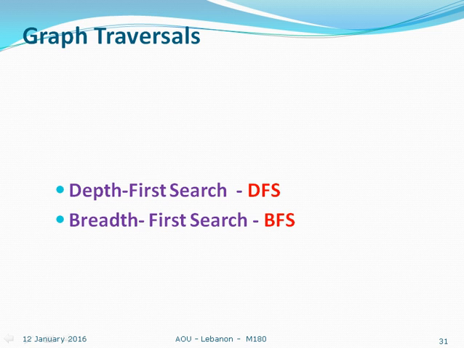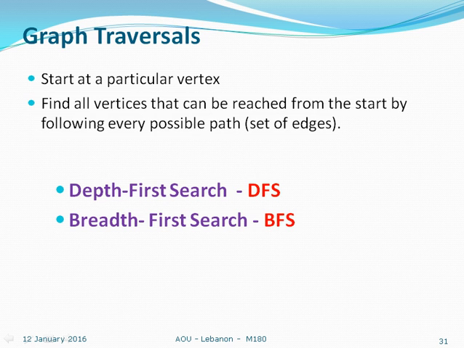It has graph traversal. Graph traversal is nothing but moving to all the vertices, or traversing to all the vertices of the graph, starting from a particular vertex. So it says start from a particular vertex and find all the vertices that can be reached from the start by following every possible path, that is by going through the set of edges.